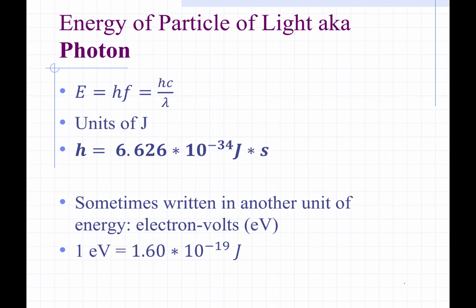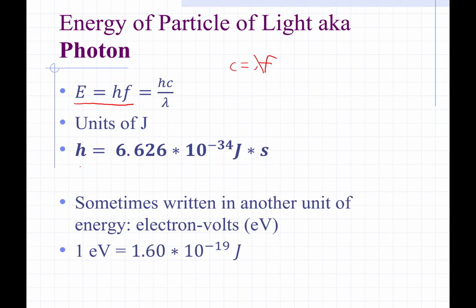We can actually calculate the energy of our particle of light because it's proportional to the frequency. The equation is the energy of a photon is equal to this constant h times the frequency. We could also write it as hc over lambda just by substituting in c equals lambda f. The energy, of course, has units of joules in our standard units. And to calculate it, we do h times f.